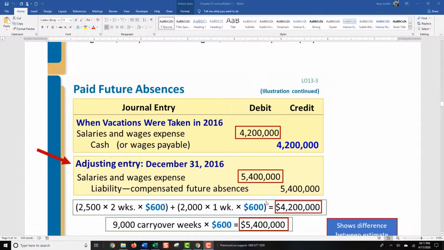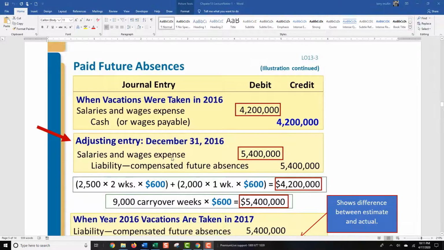So what you would have to make is an adjusting entry on December 31st to show the potential liability: salary and wage expense of $5,400,000 in wage expense, and then the liability of $5,400,000.